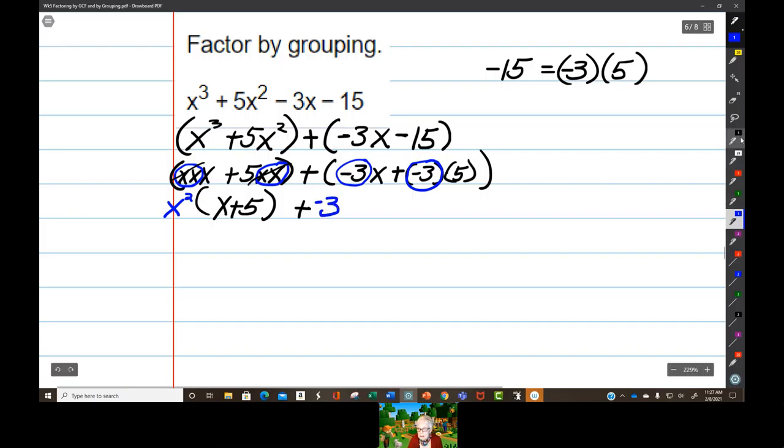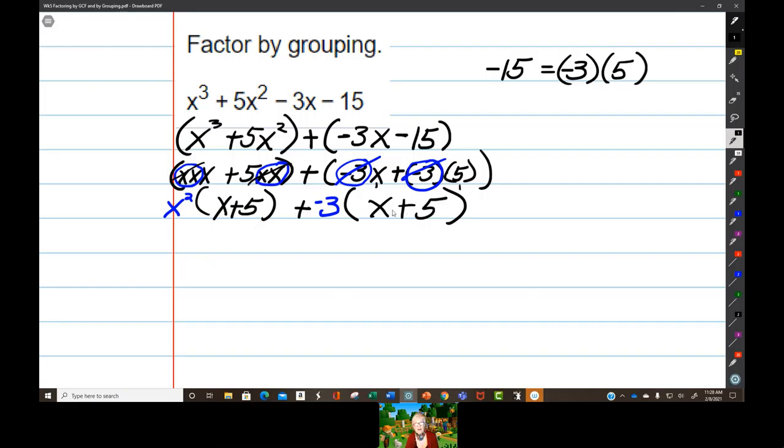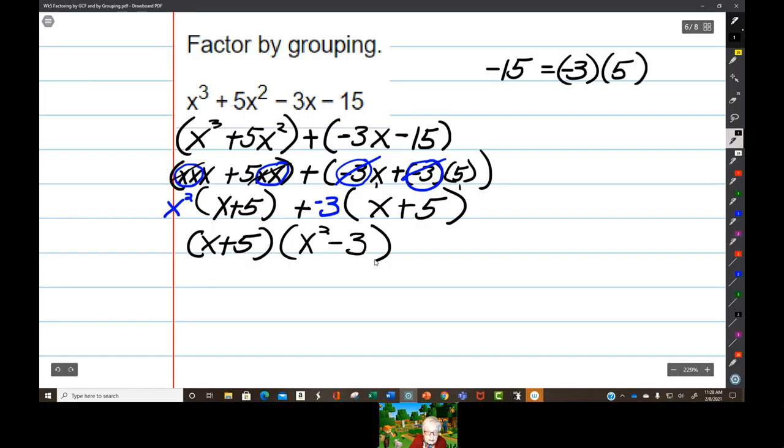And you don't have to circle these, it's just I do it. I'm going to write down negative 3. Oh, and I'm going to mark through the negative 3s. My left over here is x, and my left over here is positive 5. So I'll have x plus 5. Now the x plus 5 and the x plus 5 match, which is kind of a check. And the leftovers are x squared plus negative 3, which is minus 3.